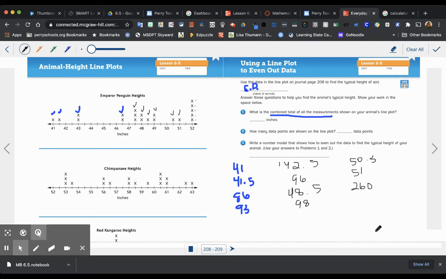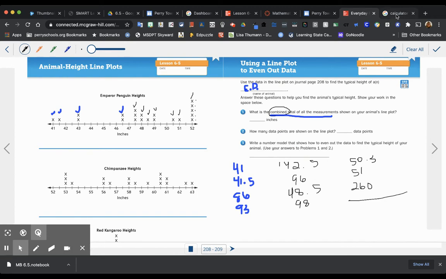Okay, so I have added up each column. So you can see that I've narrowed it down. I don't have as many numbers. I'm going to do 41 plus 41.5 plus 86 plus 93, and so on. These are all of my pieces that I'm going to add together. I'm going to do these in the calculator, and then I will have a total of them combined. So what is the combined total? Because that's what I'm trying to figure out for this first one.